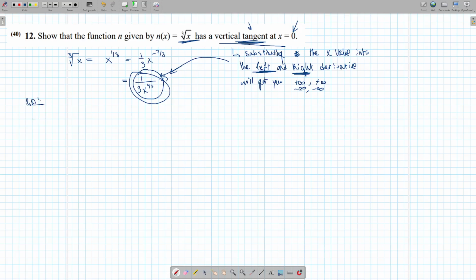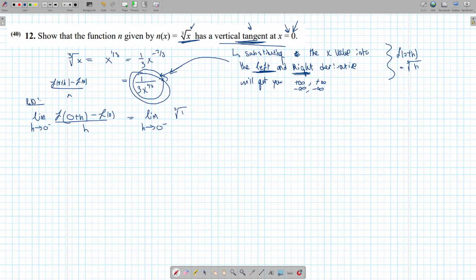You need to find the left derivative. What's the left derivative? Limit as h approaches 0 minus of f of x plus h minus f of x over h. They want x equals 0, so let's say f of 0 plus h minus f of 0, all over h. What's f of 0 plus h? Let's write it on the side. Always, like I told you, write it on the side. It's going to be the cube root of h. So it's going to be the limit as h approaches 0 minus of cube root of h minus f of 0. What's the cube root of 0?